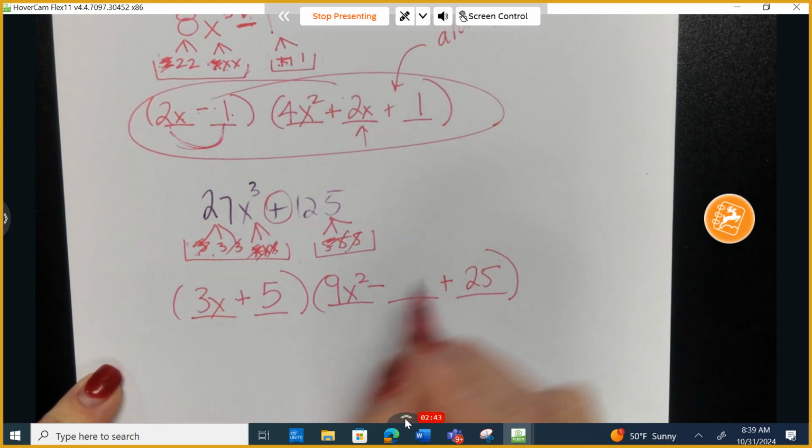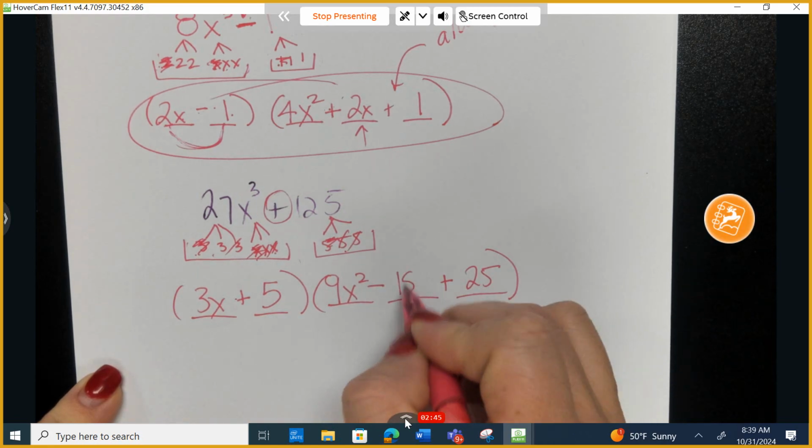Now, how do I determine this term? We're going to multiply these. 3x times 5 is 15x.